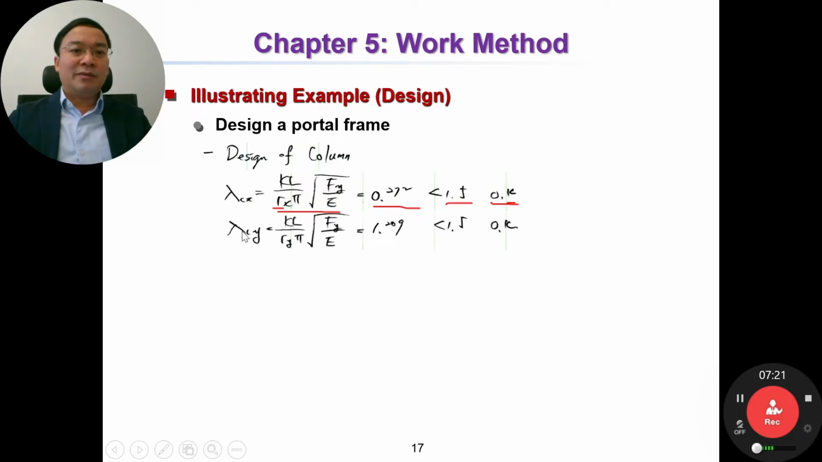And similarly, we have lambda cy. Lambda cy equal to this one, and equal to 1.209, and again is smaller than 1.5, and it's okay for plastic design.